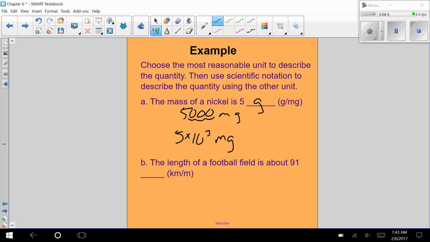milligrams. The length of a football field is about 91 kilometers or meters. Probably meters. Well, there are 1,000 meters in 1 kilometer, so this would be 0.091 kilometers. To write this in scientific notation, we have 9.1 times 10 to the negative 2nd power kilometers.